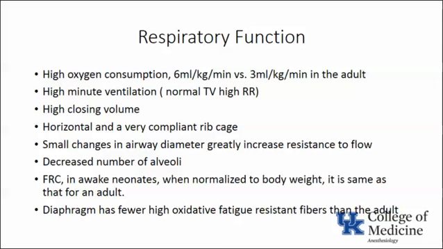The respiratory function in a neonate: they have high oxygen consumption. It's about 6 ml per kilo per minute versus adults 3 to 4 ml per kilo per minute. They also have a high minute ventilation, high closing volumes, and these children have horizontal ribs and a very compliant rib cage. We adults have a rigid chest wall, so our rib cage doesn't flop back when we exhale.